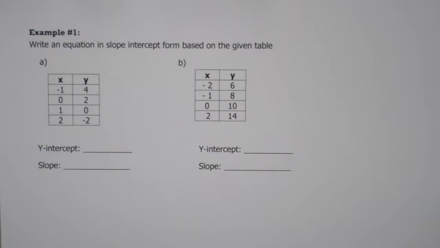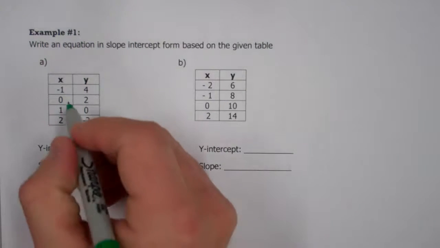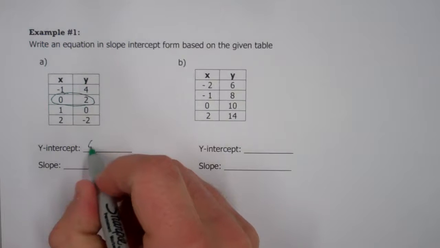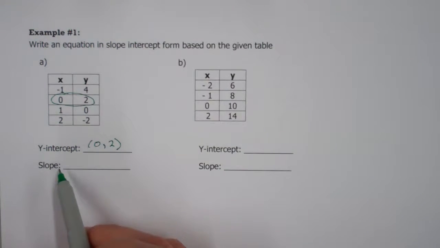In example 1, we need to write an equation in slope-intercept form based on the given table. The y-intercept occurs when x is 0. So this right here is the y-intercept. It's (0, 2). The slope can be done in a few different ways.